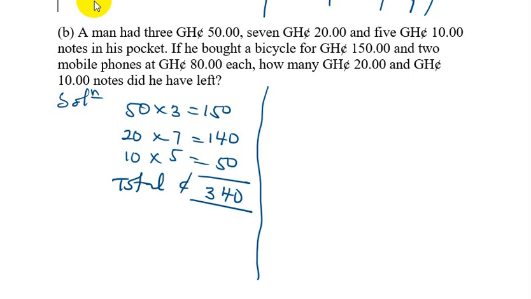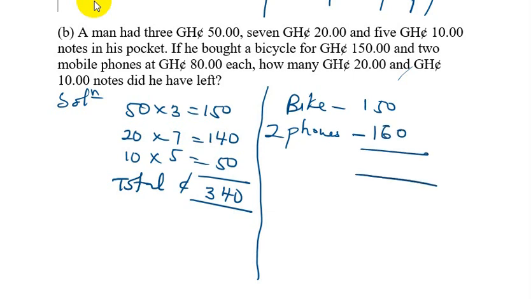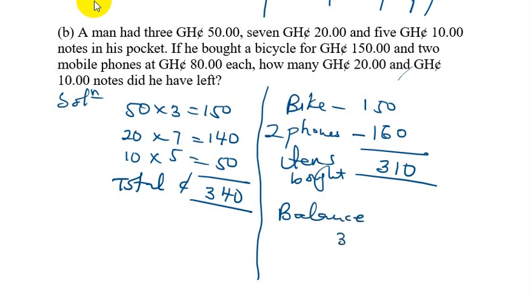Now we were told that the man bought a bicycle amounting to 150 Ghana cedi. So bike, 150 Ghana cedis. Then he bought mobile phones at 80 Ghana cedi each. So 2 phones, 1 for 80, so the 2 will be 160. So the items bought by the man are going to be 310 Ghana cedis. So the balance that will be left with the man is the total minus the items that he bought. That is 340 minus 310. And it was left with the man, 30 cedis.